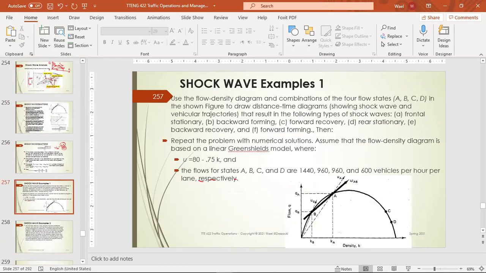Here is an example that used the flow-density diagram and combinations of the four flow states A, B, C, D. I think we solved this example before last week, correct?